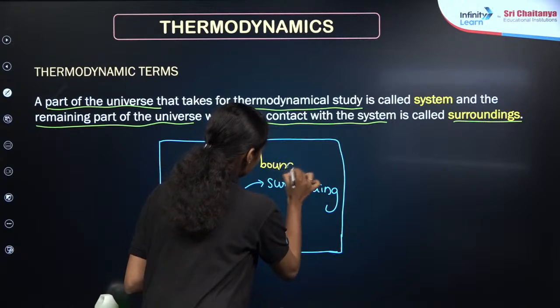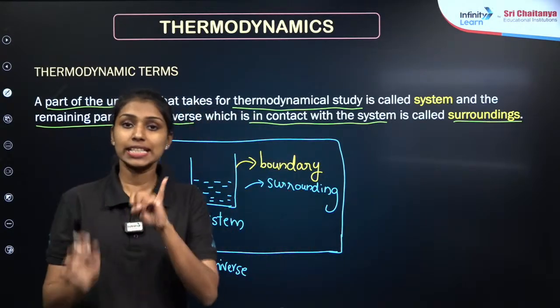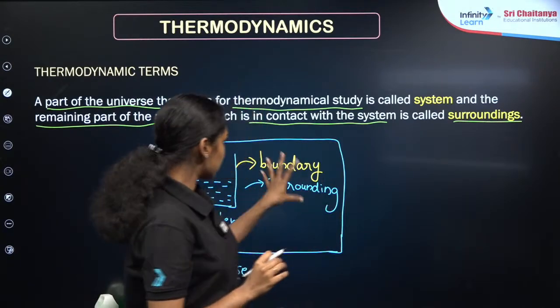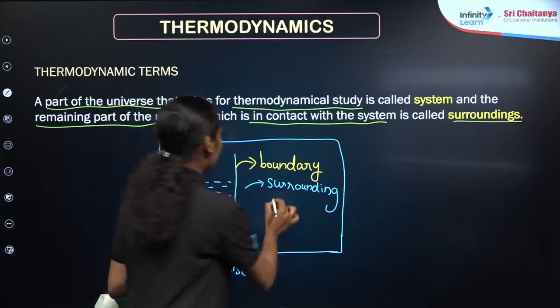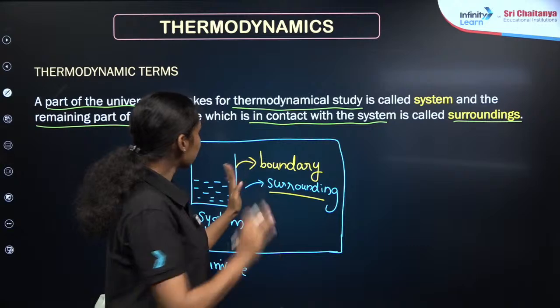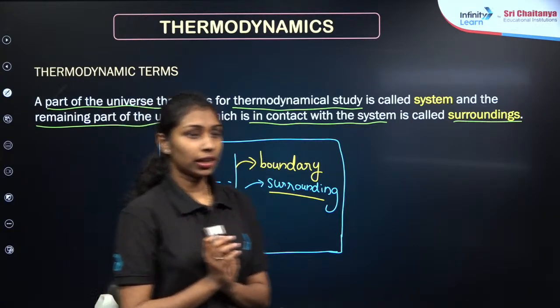So, we can say that there are the more important terms related to thermodynamics. First one is the system, right? The part of the universe which is under study is known as the system, and all the other part of universe other than system is known as the surrounding. Then in total, the system and the surrounding is known as the universe, and system and surrounding is separated by a real or imaginary boundary. Clear?